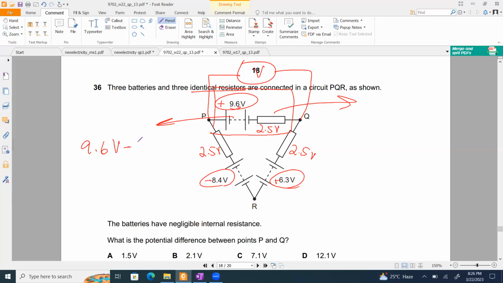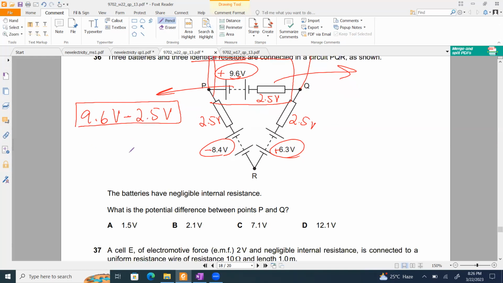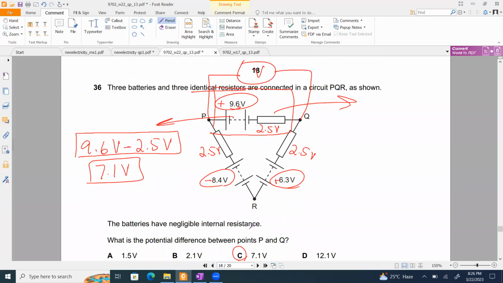So, we are provided with 9.6 volt. And how much is consumed? 2.5 volt is consumed. So what will be the resultant voltage across point PQ? 9.6 minus 2.5. What is the answer? 7.1 volt is the answer. Got it? So it's a long question, but we applied simply the Kirchhoff's laws and found the answer.